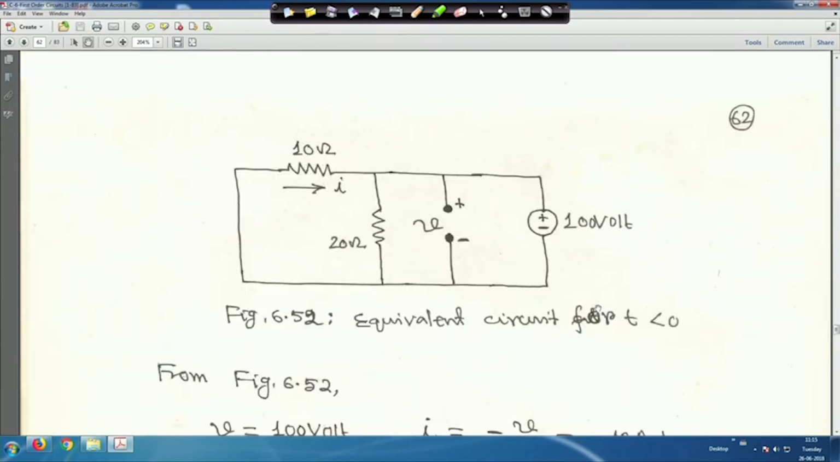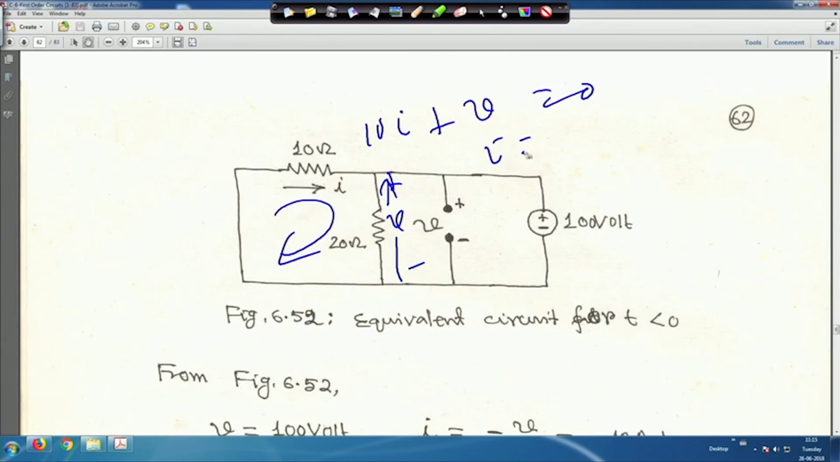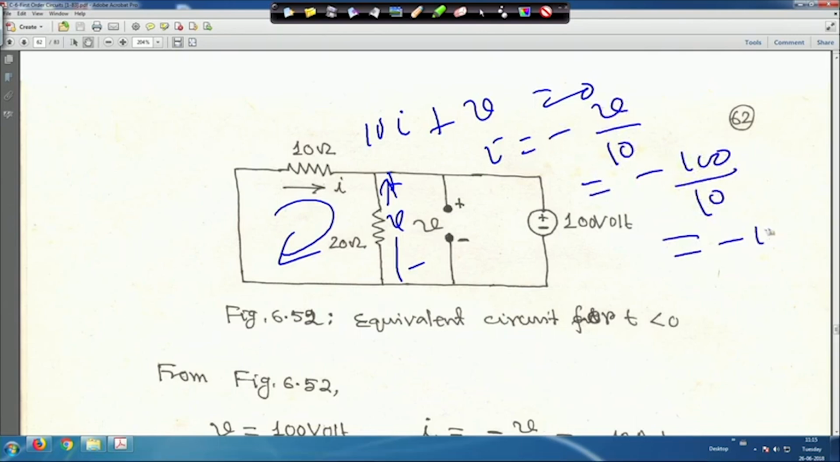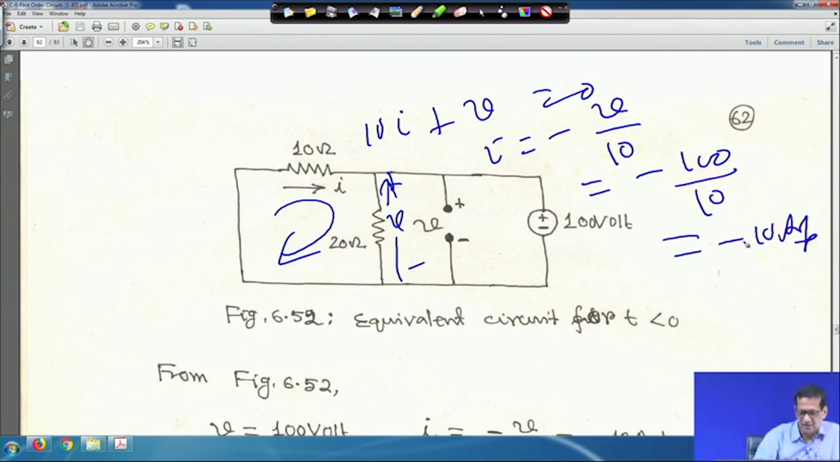If you try to find this I, the direction is taken in this way. This plus and minus means this is the voltage V, so this is plus and this is minus. If we move like this, 10 I plus V is equal to 0. So I is equal to minus V by 10, that is minus 100 by 10, which is minus 10 ampere.